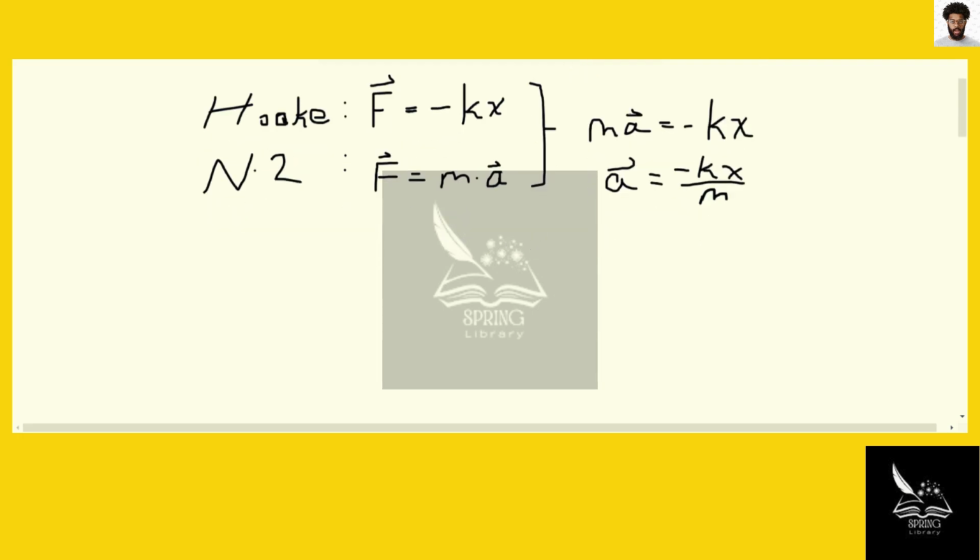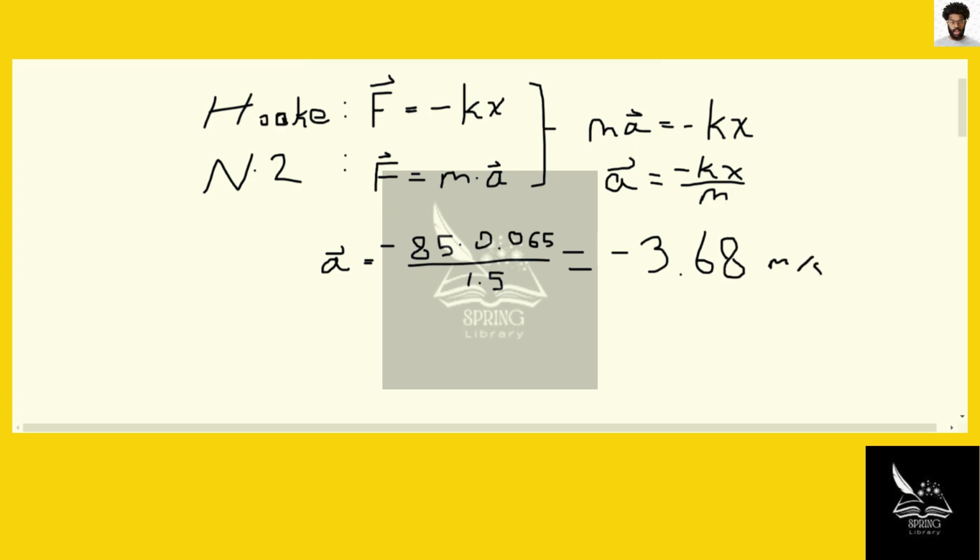So when we substitute our knowns into that, we get acceleration equals negative 85 times 0.065 all over 1.5. And that is going to be equal to negative 3.68 meters per second squared.